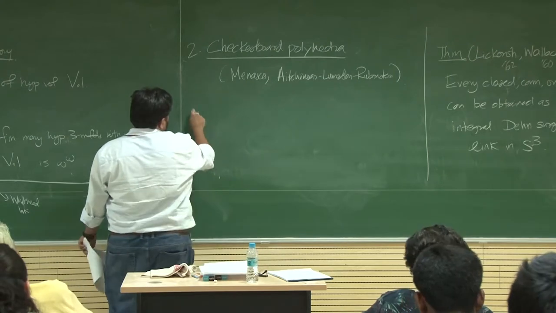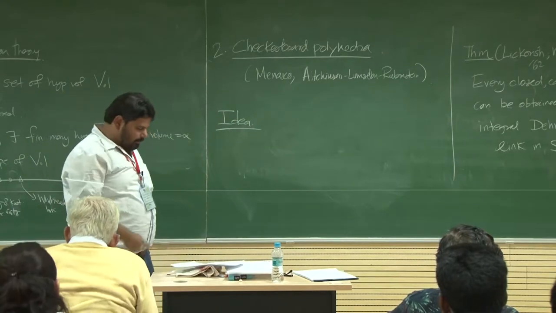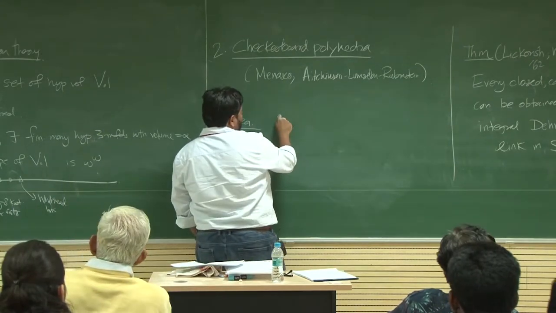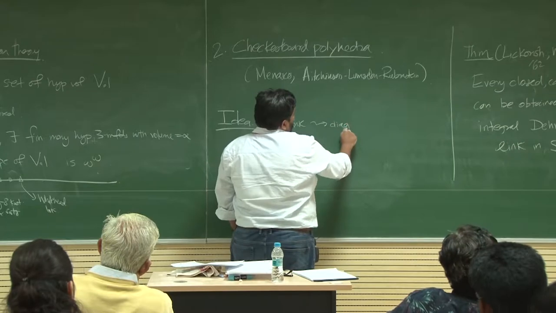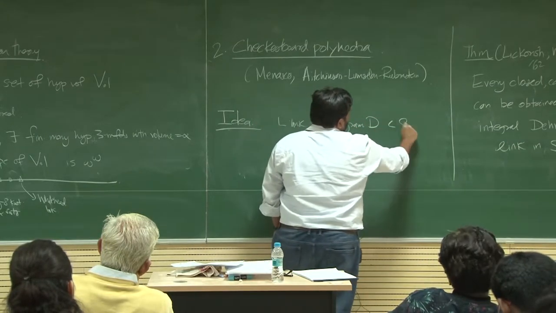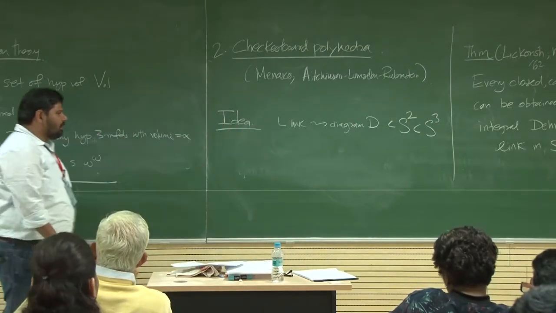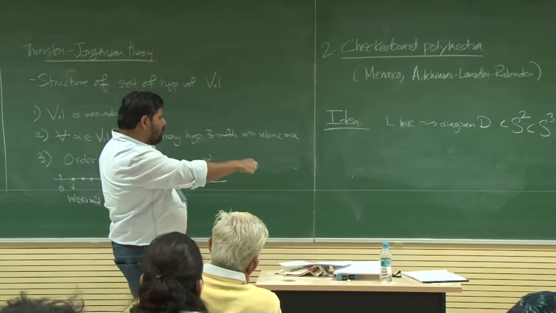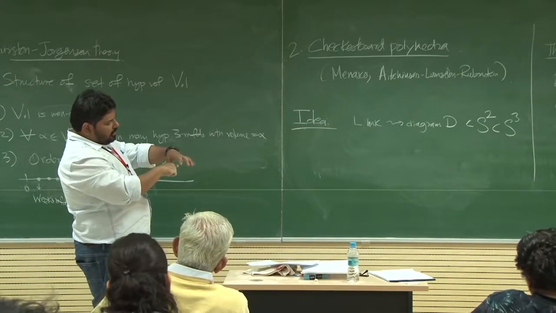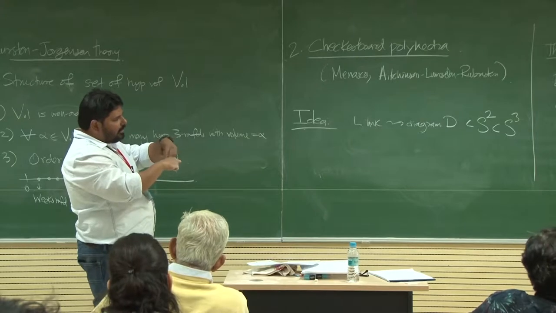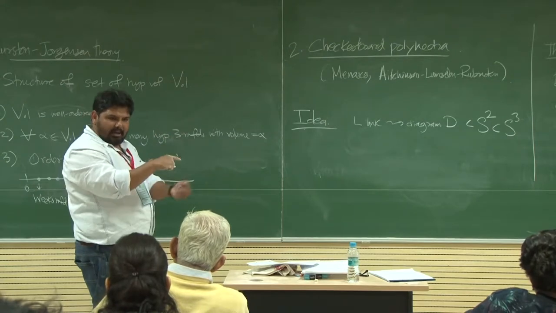So what is the idea? You have a link L, and you have some diagram D, and I think of this as sitting on S2, which I'm going to think of as the board. Well, we'll do that later, but now I'll draw a little bit of different pictures. And in the diagram, there is over and under crossing information. Except at the over and under crossings, we expect everything to be lying on the plane. But at the crossing, it will just jump up and down.